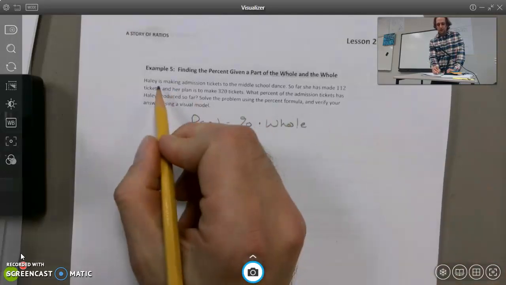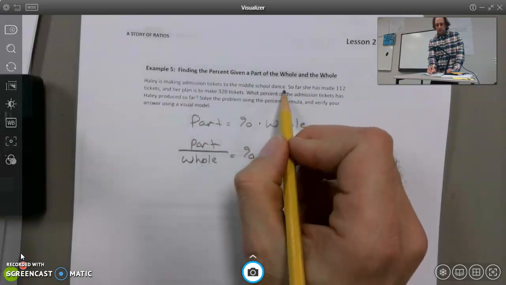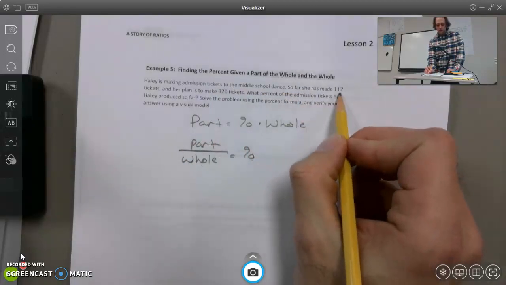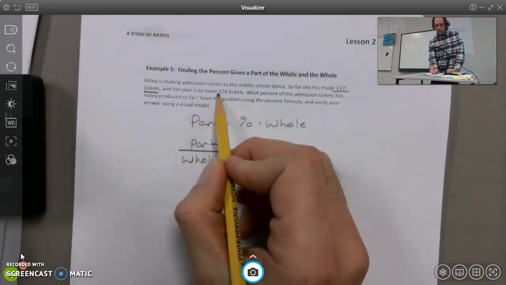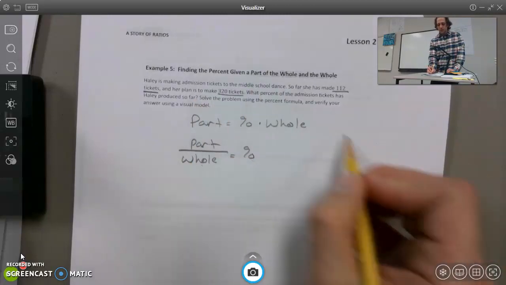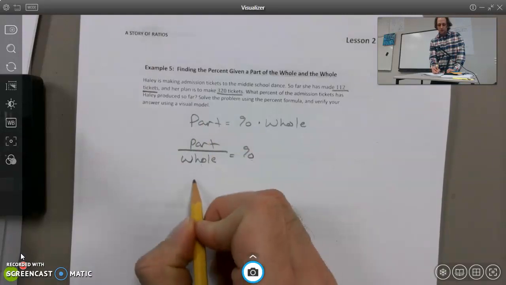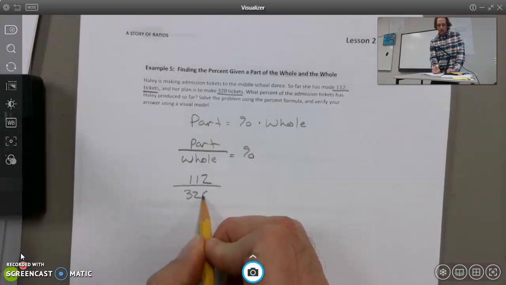So here you've got this question. Haley is making admission tickets to the middle school dance. So far, she made 112 tickets. Her plan is to make 320 tickets. What percent of admission tickets has Haley produced so far? So she has made 112 out of 320 tickets.